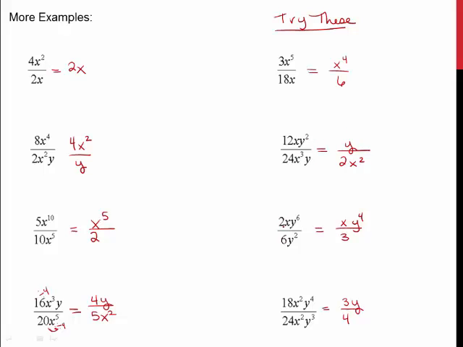The 2 and the 6. 6 divides by 2 3 times. X had nothing to combine with, so it just remained. 6 minus 2 is 4. Here, 18 and 24 both divide by 6, leaving me with 3 and 4. X squared over x squared cancel each other out, so there were no x's left, and 4 minus 3 was 1.